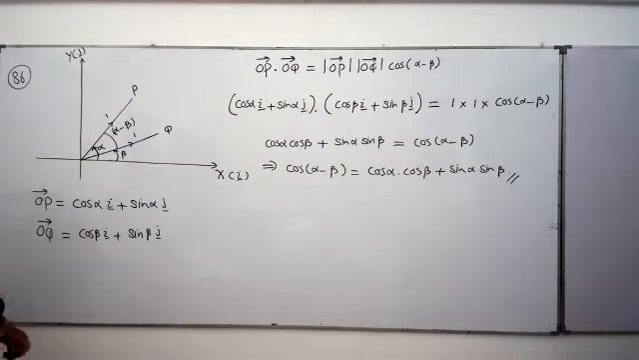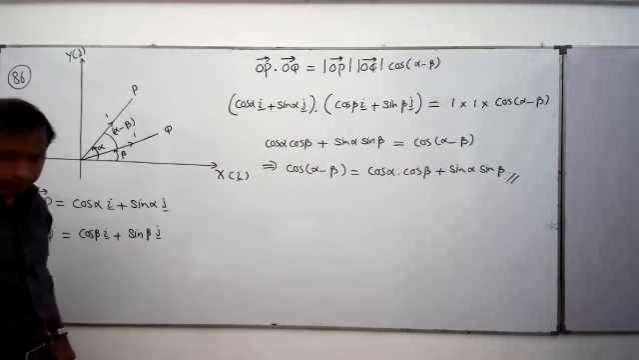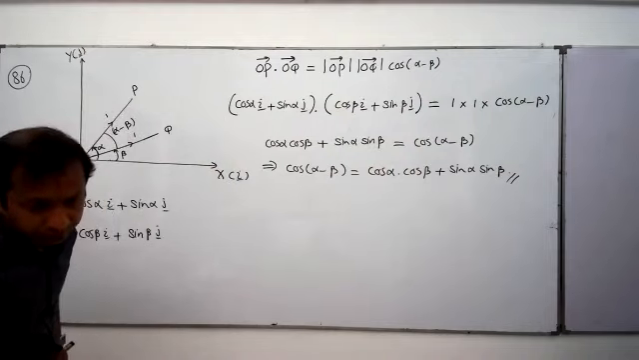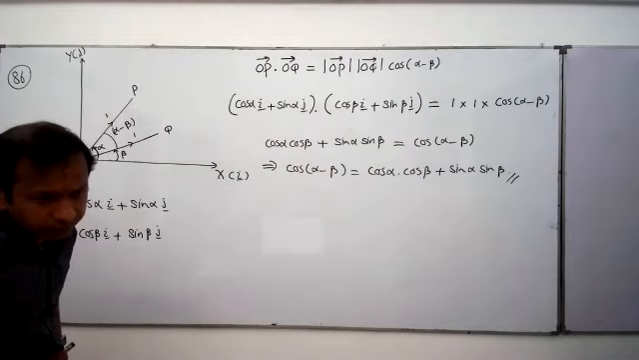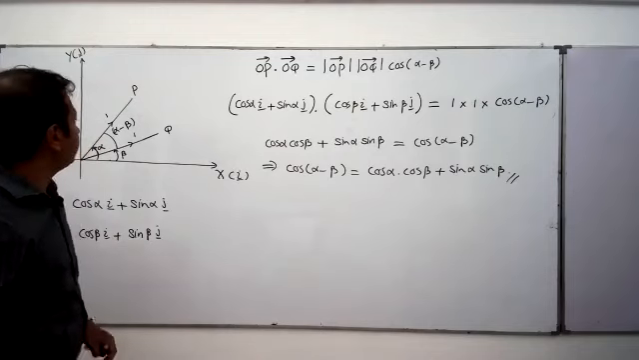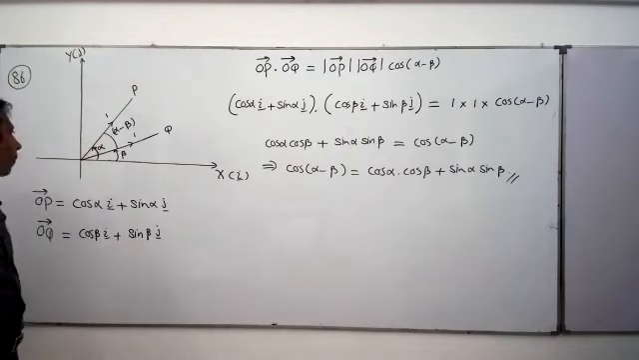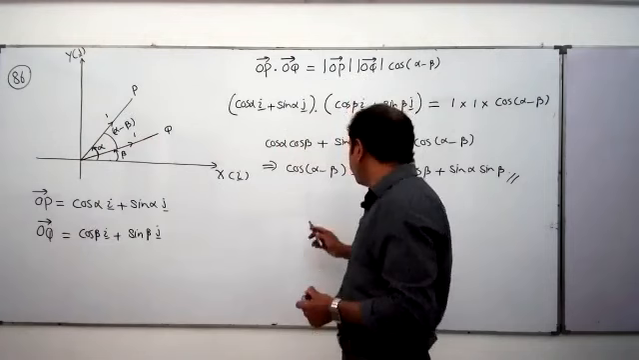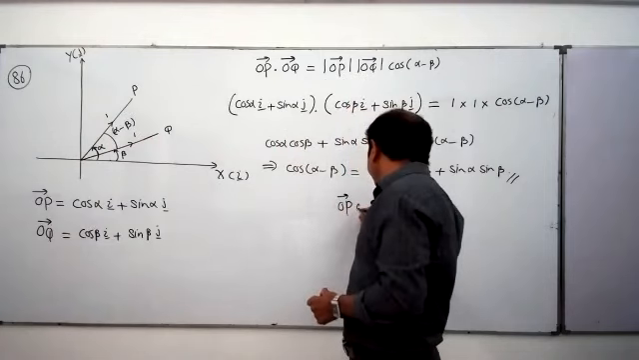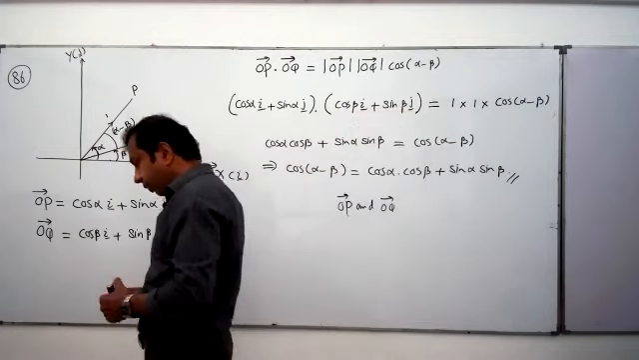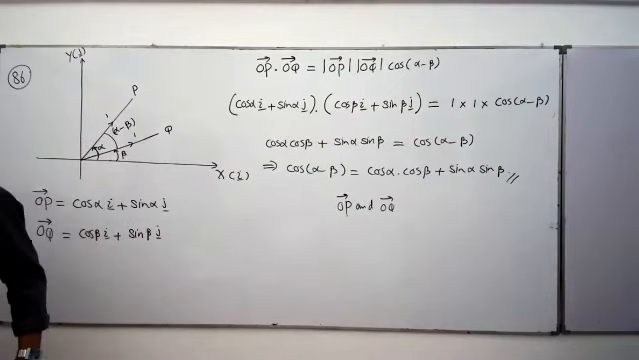Right? Then write like this. Write down: consider two unit vectors, OP vector and OQ vector, as shown in the diagram below.